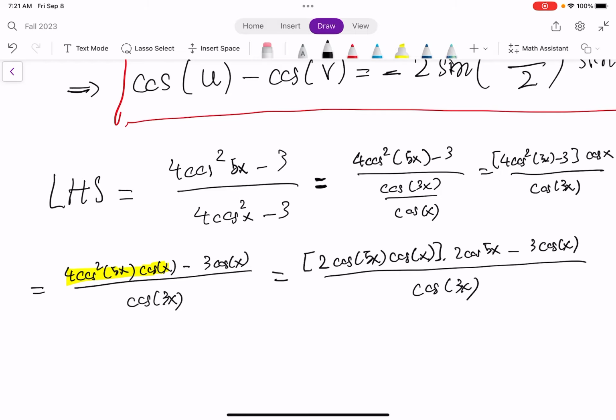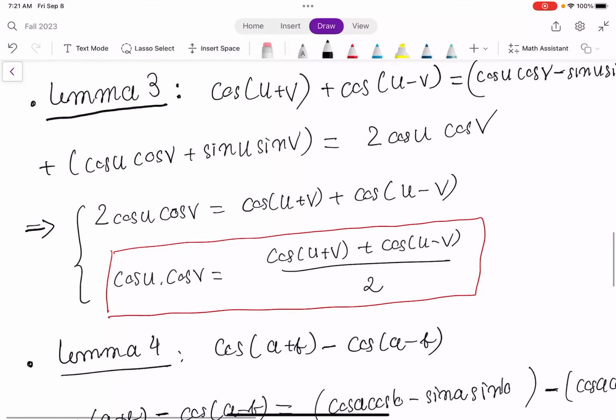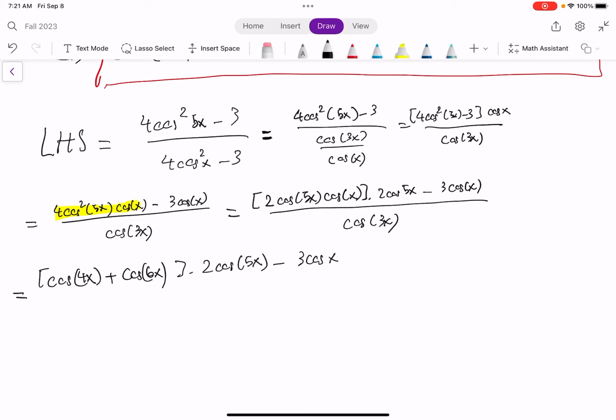Okay, you see this is a multiplication of 2 cosine, right? So we can use this term right here from lemma 3. Okay, so it's cos u plus v plus cos u minus v. So you get cosine of 5x minus x, which is 4x, plus cosine of 5x plus x, which is 6x, right? And then all this times 2 cosine of 5x minus 3 cosine of x over cosine of 3x. And this is from lemma 3.